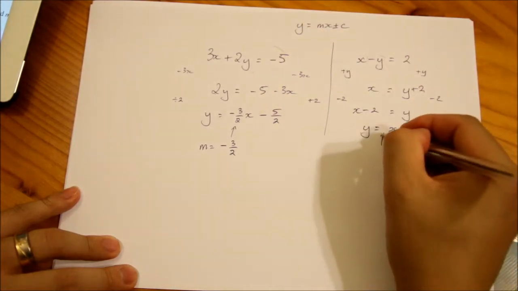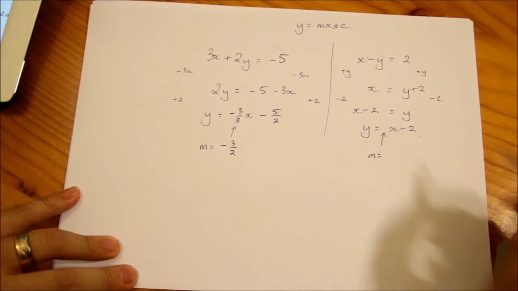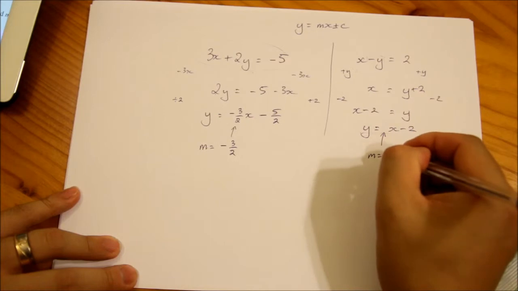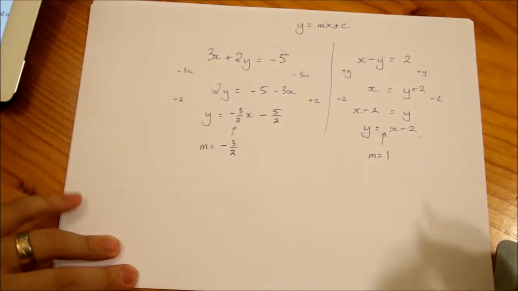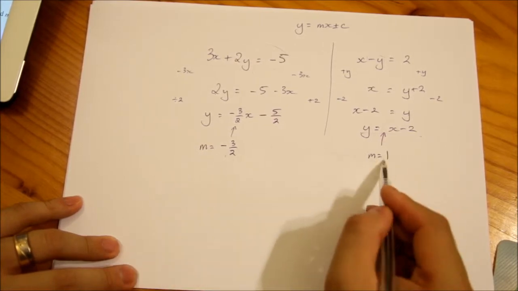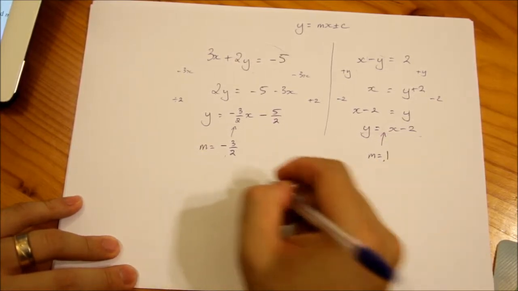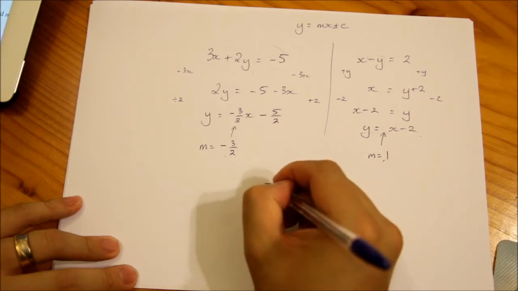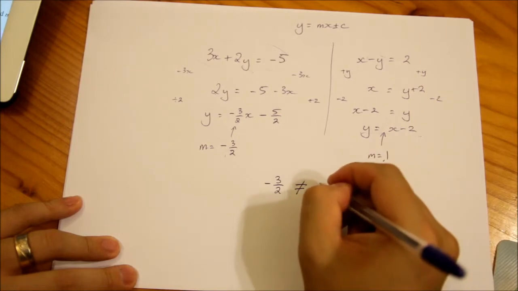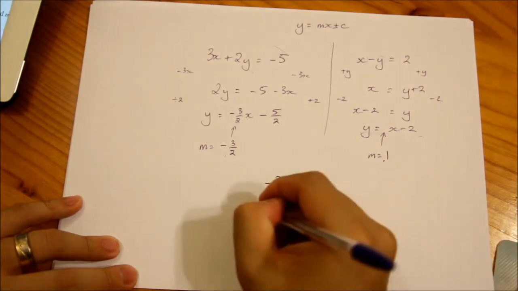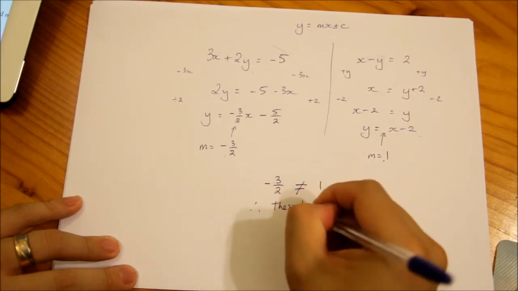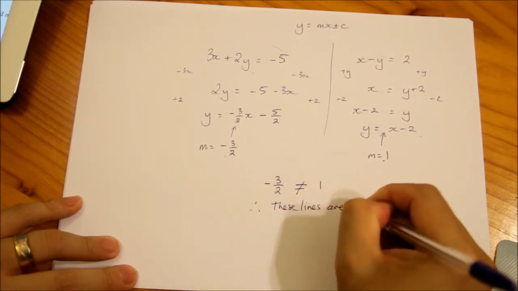Our gradient, even though there's no number here, this is just a single x, so your gradient is 1. So this one is minus 3 over 2, and this one is 1. And we can definitely say that minus 3 over 2 is not the same as 1. Therefore these lines are not parallel.